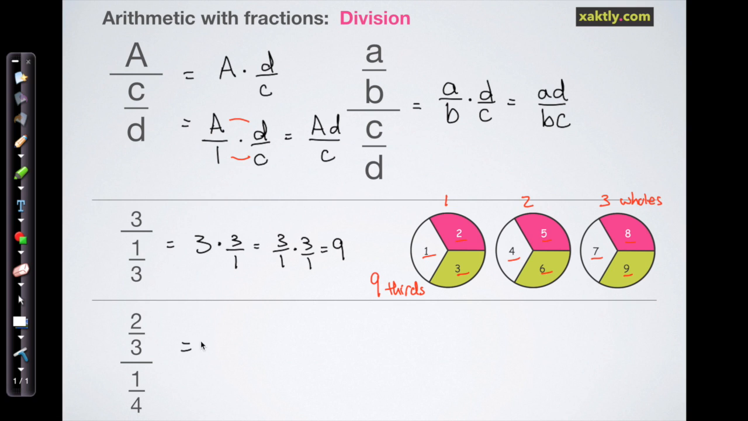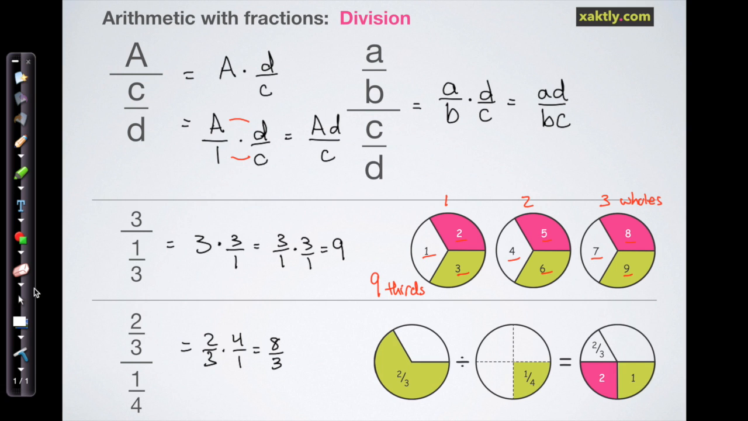Here's a trickier example. 2/3 divided by 1/4. Well, that's 2/3 times 4 over 1, which gives us 8 thirds. So pictorially, if we divide 2/3 of a circle into 1/4, what we're asking is how many of these 1/4 will go into a 2/3. Well, here's a 1/4, and here's another 1/4, and then we also have part of a 1/4, and the question is, what part of a 1/4 is left over here?